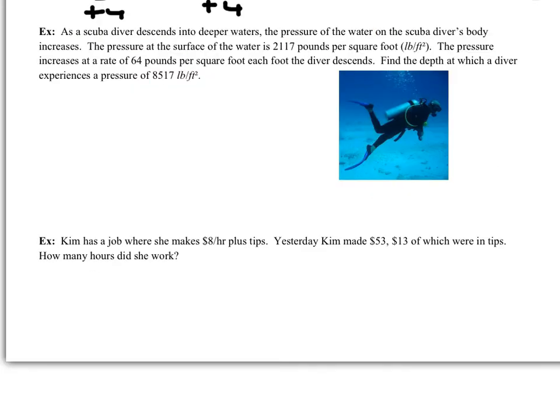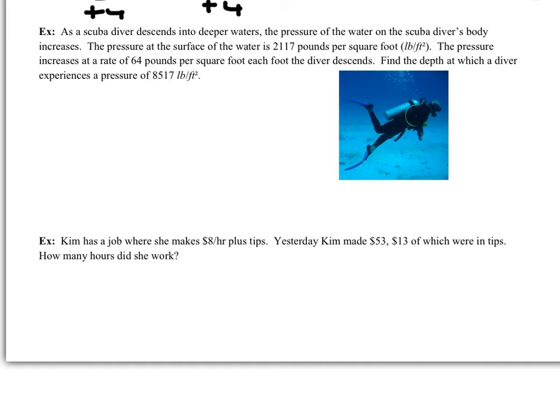So here it talks about a scuba diver that's descending into deeper waters, and the pressure of the water on the scuba diver's body increases. The pressure at the surface of the water is 2,117 pounds per square foot, and the pressure increases at a rate of 64 pounds per square foot each foot the diver descends.